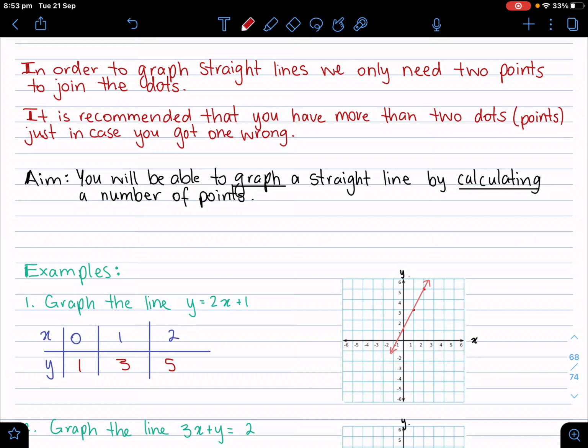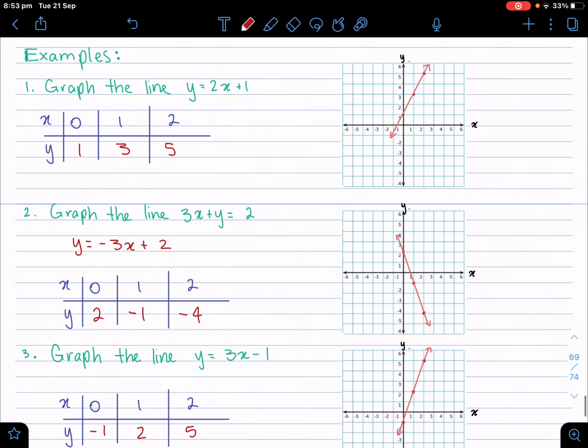So the aim of this video is that you'll be able to graph a straight line by calculating a number of points. As we've said before, hopefully 3 or more. Let's jump into the examples.